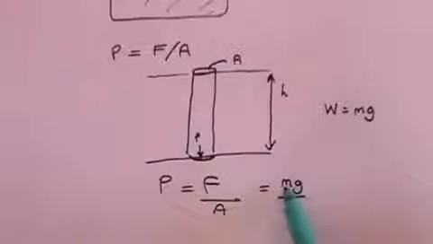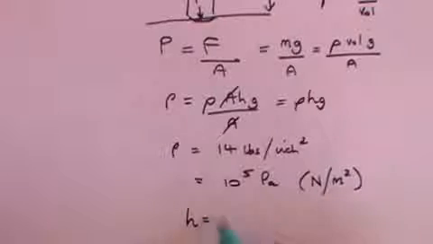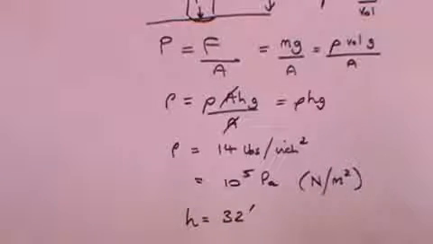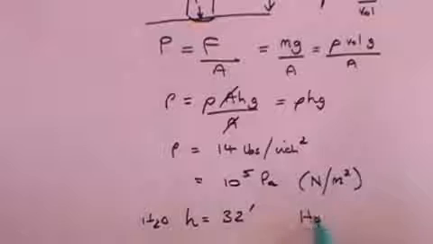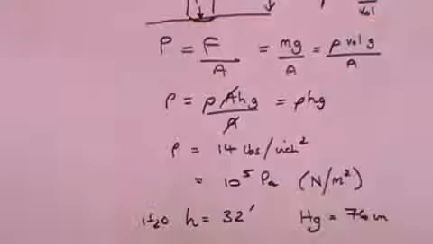But what if it were water instead of air? That would result in h equalling 32 feet. And that's for water, H2O. And for mercury, only 76 centimetres of mercury would give you this pressure.